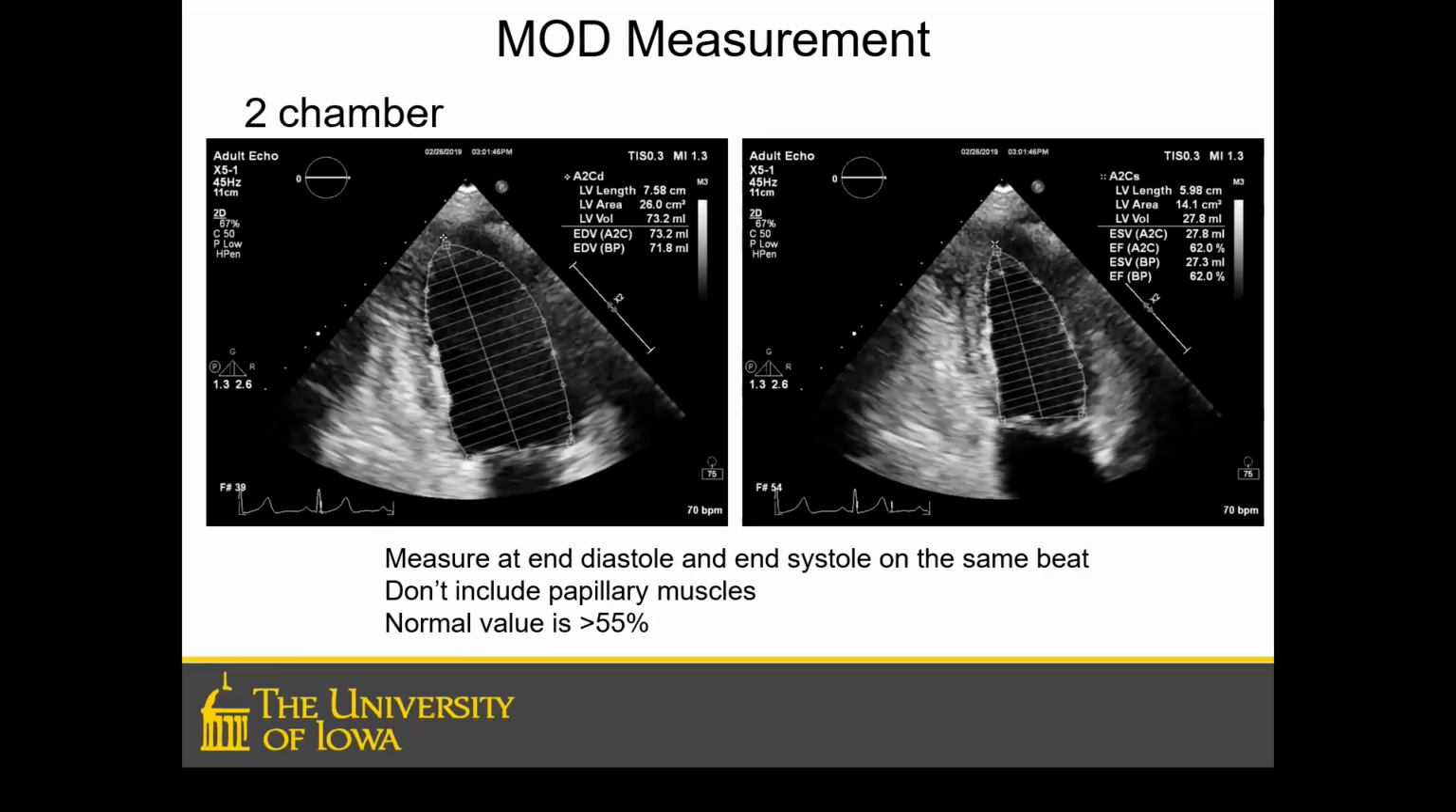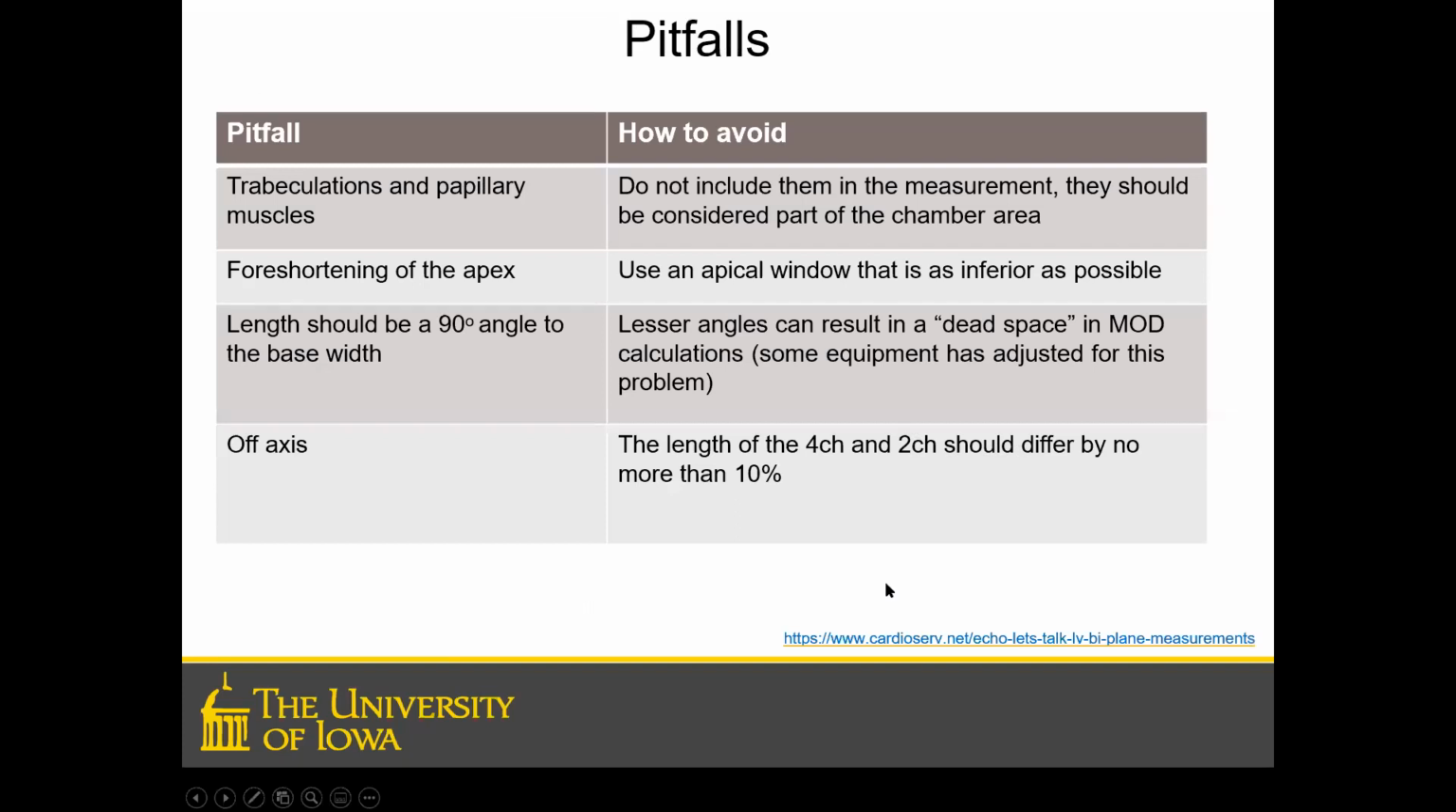And so all of these are examples of good measurements coming across the annulus, no dead space, nice length. Now, the next thing is these pitfalls. So trabeculations and papillary muscles, we measure through them. They are not considered part of the wall. They should be considered part of the chamber, not of the wall.